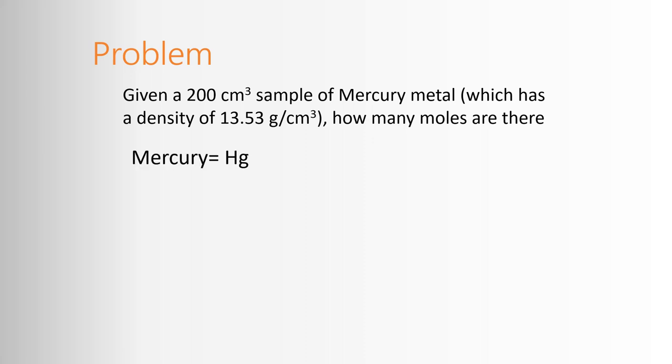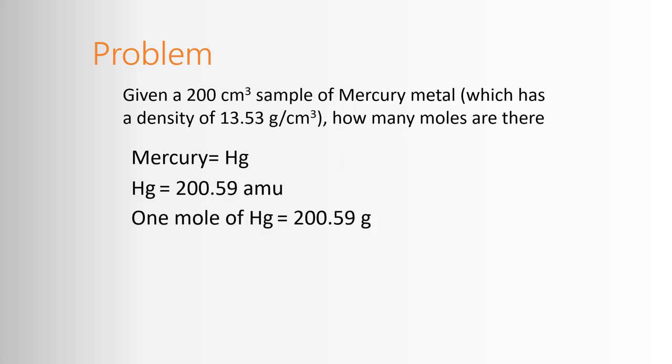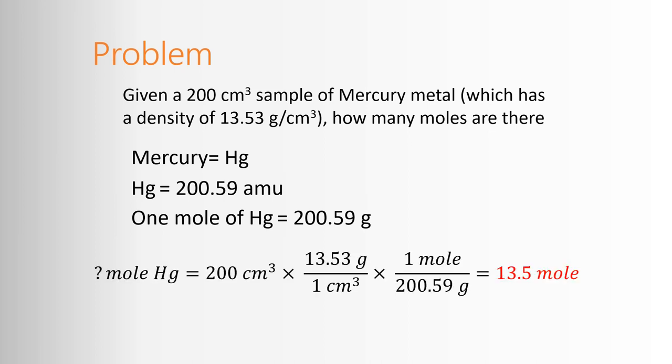So let's formalize this process. The mercury is 200.59 AMUs, meaning one mole of mercury is 200.59 grams. So 200 cubic centimeters times 13.53 grams per cubic centimeter. That's going to eliminate the cubic centimeters and put me in grams. I'm then going to multiply by one mole over 200.59 grams. The grams are going to cancel. When I go through this entire equation, 200 times 13.53 divided by 200.59, I get 13.5 moles. Why three sig figs? It should be this 200, even though that's an ambiguous unit. Really it should have been 2.00 times 10 to the second, but let's say that's three sig figs for now. So 13.5 moles.